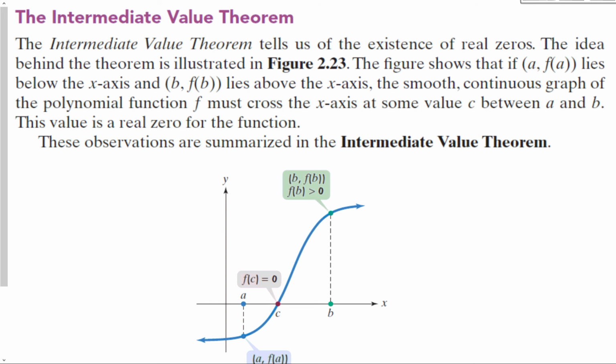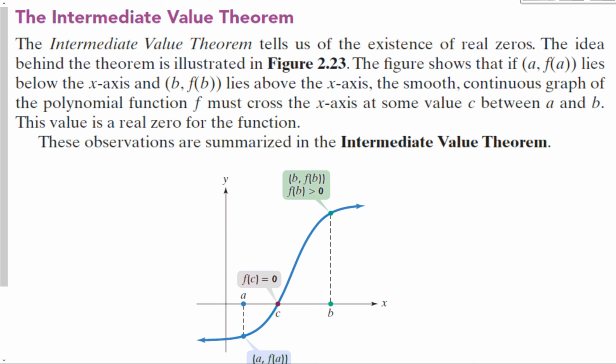Next, we have something called the intermediate value theorem. The intermediate value theorem tells us of the existence of real zeros. The idea behind the theorem is illustrated in figure 2.23, which, look at this, I actually included it. That's good. The figure shows that if the point (a, f(a)) lies below the x-axis, this point right here, and the point (b, f(b)) lies above the x-axis, this point right here, the smooth, continuous graph of a polynomial function f must cross the x-axis at some value c between a and b.